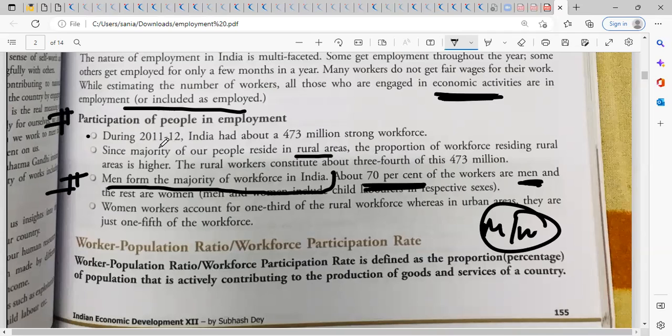If someone asks you, you will say that this was the strong workforce and mostly they were from rural areas. And if I ask who is contributing more, men or women, you will say, ma'am, women are not contributing that much, but men are the majority of the workforce in India. Clear?